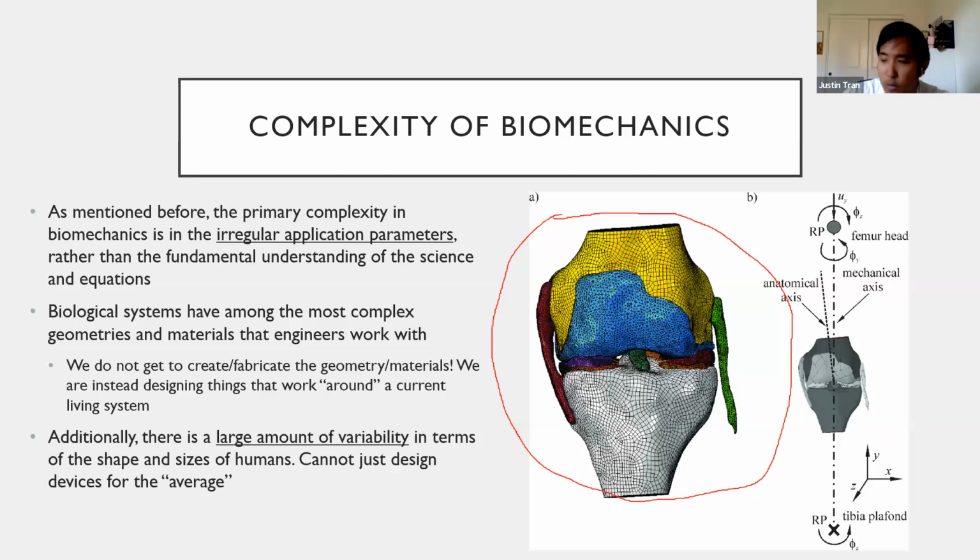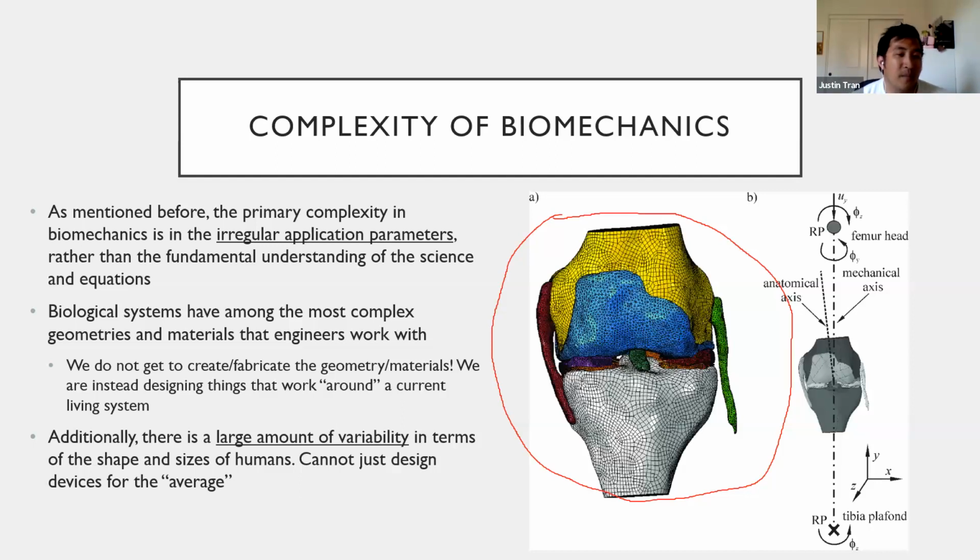In addition to that, not only are the bones themselves very complex geometries, but if you look person to person, there's a large amount of variability in terms of the size and shapes of humans, right? So every human is different in terms of their shape, in terms of their size, right? And so, when you go to design devices for humans, you can't just design a device for just one person, because that one person is not going to pay your salary for the whole year, right? And so you need to be able to sell your device to a variety of people.